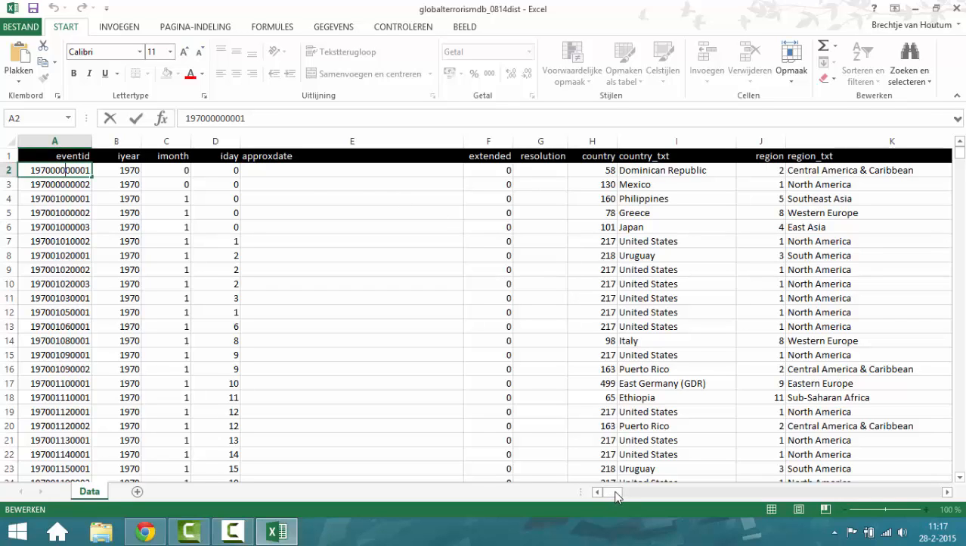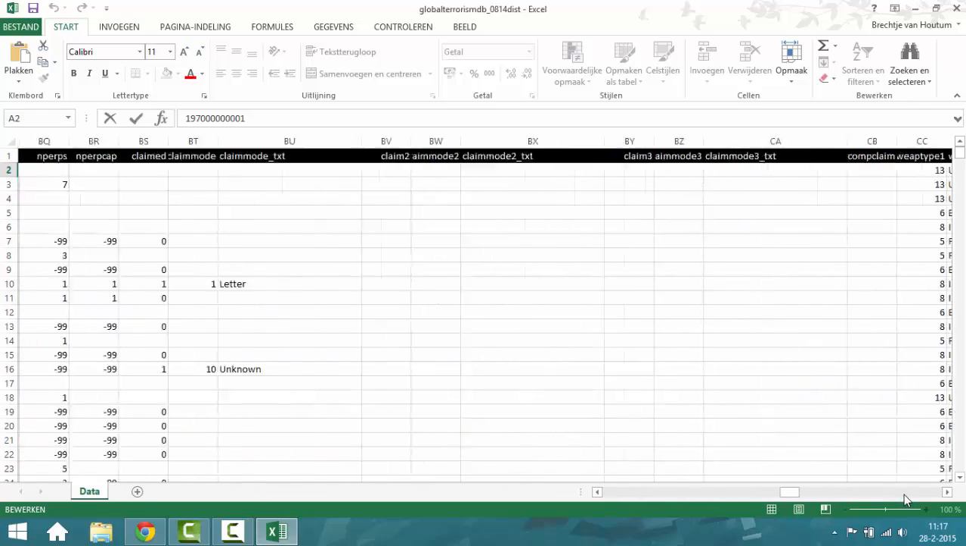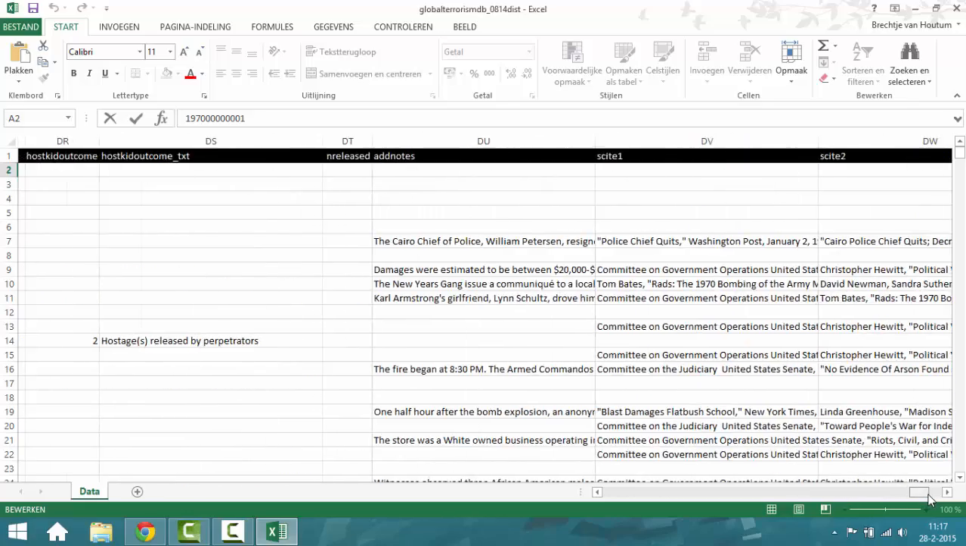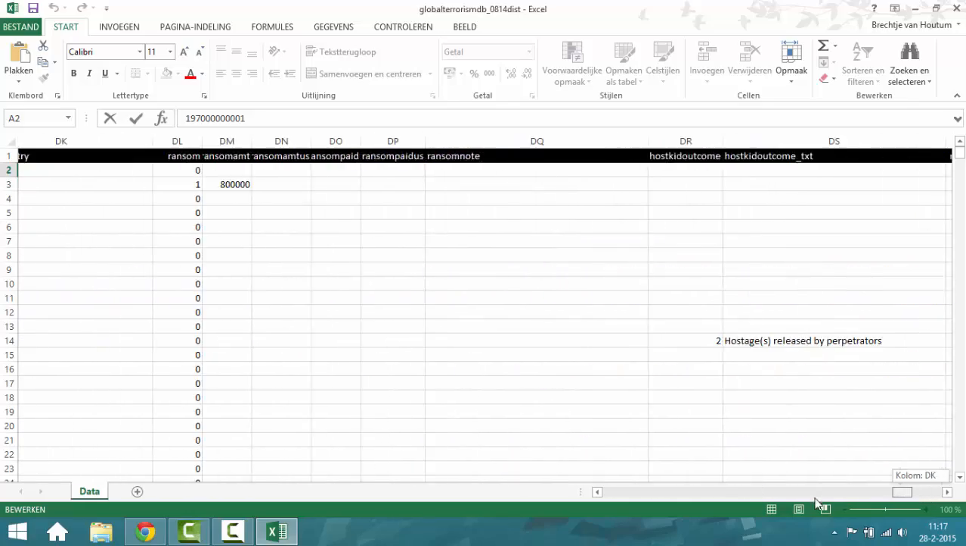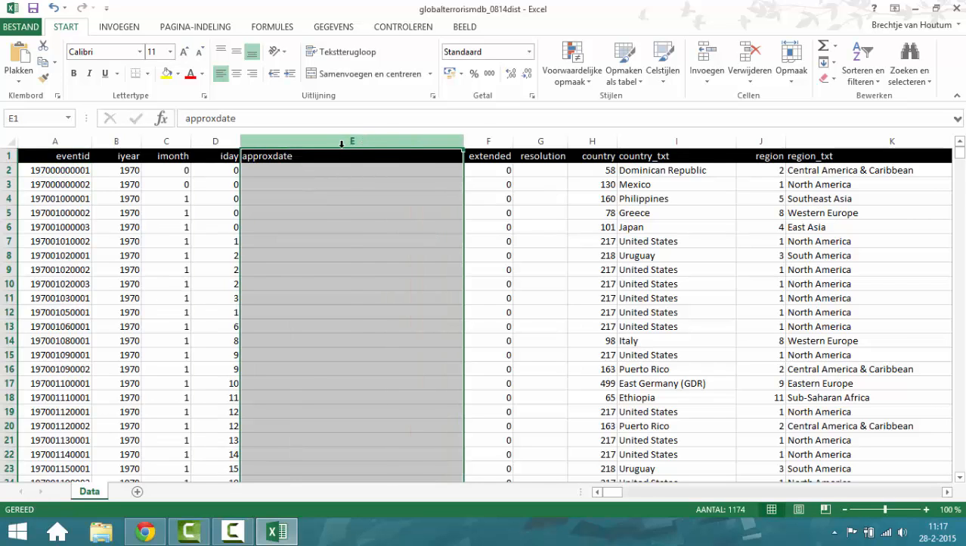So this is a really big data set because all the way to here. And it tells about all the terrorist attacks over the entire world starting from 1970. But we probably won't need all, so I'm going to see what I can delete.